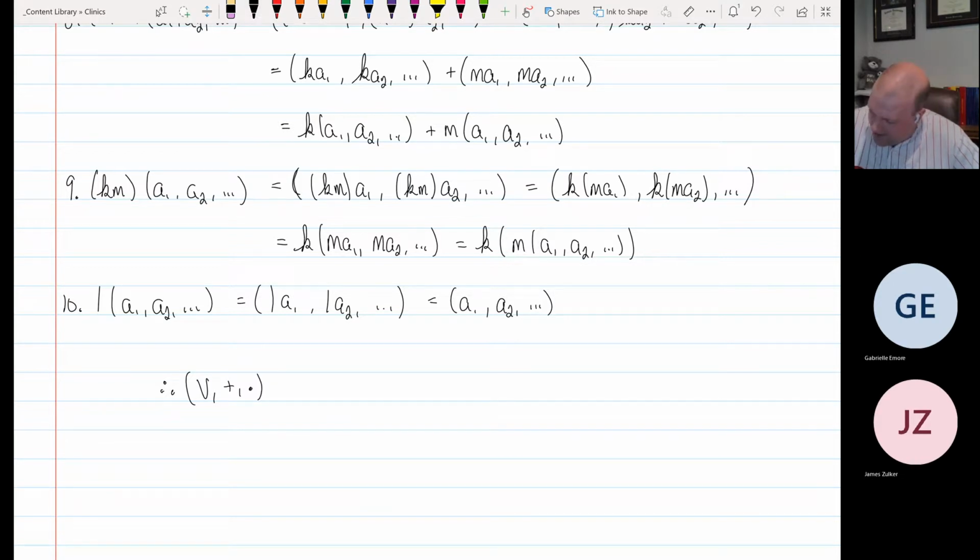And we can say that this set, R infinity, under the two operations, addition and multiplication as defined, is a vector space. Right? Or it's also known as a linear space.